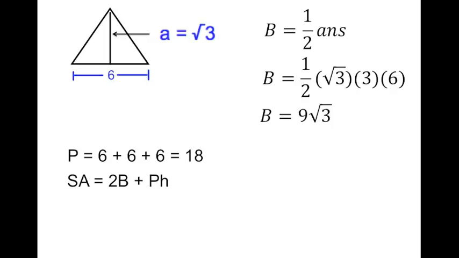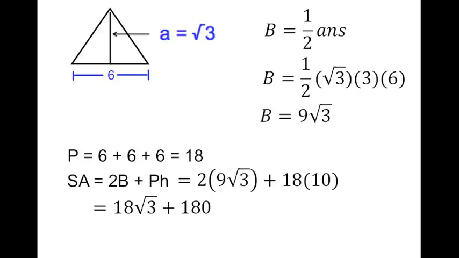2 times our base plus perimeter times the height. So 2 times 9 radical 3 plus 18 times 10. 10 is our height of the actual prism if you go back to that first picture. Simplifying, we're going to get 18 radical 3 plus 180. Now I'm going to put the radical in. I don't want to do it until the very end because I don't want to have to round until the end. So anytime we're dealing with radicals or pi, anything like that, leave it, think of it as a variable and plug it into your calculator at the very end. And now we're going to get 211.18 inches squared.